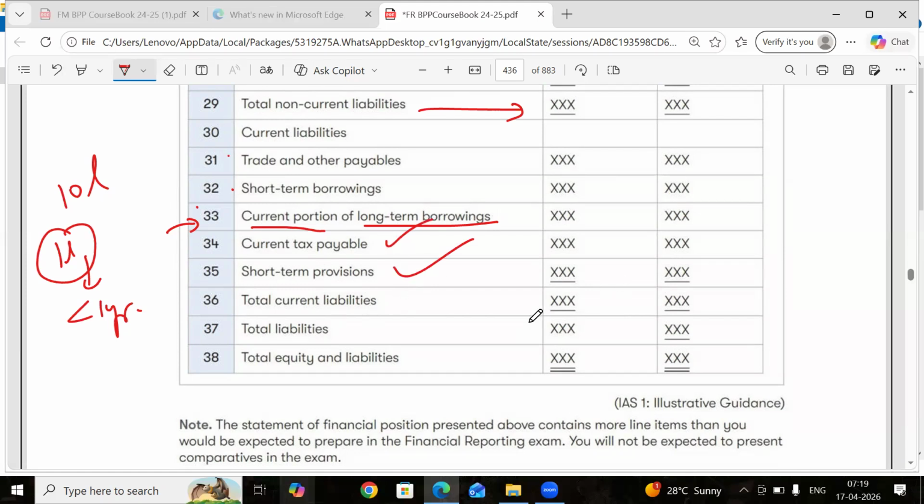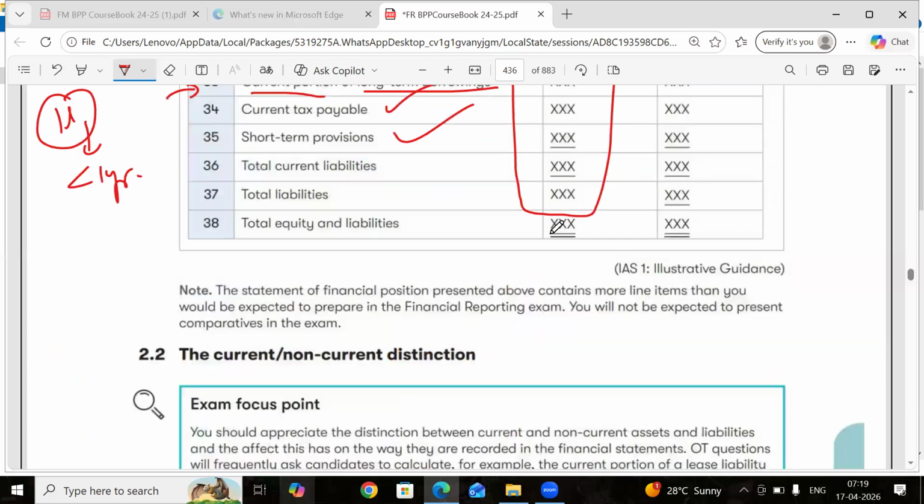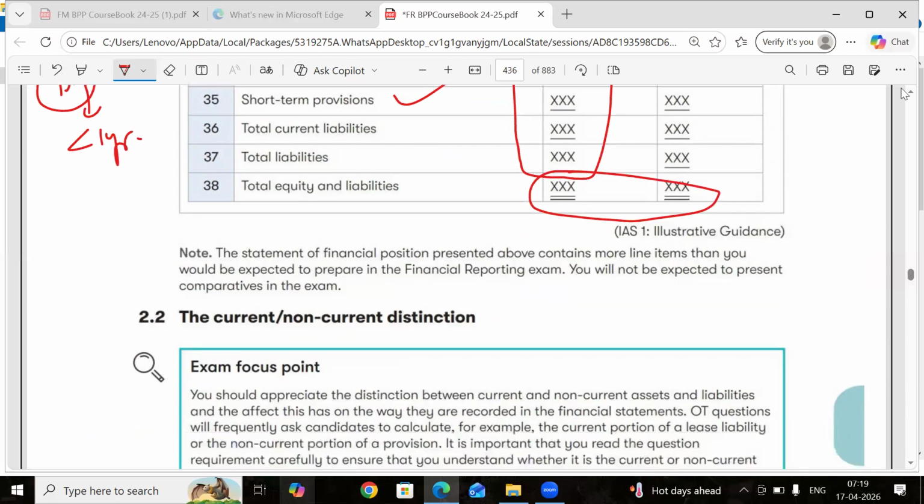Then after that, when you total all, you get the total of liabilities, and then the grand total, total of equity and liabilities. This ends the balance sheet. Have a look through this once, please.